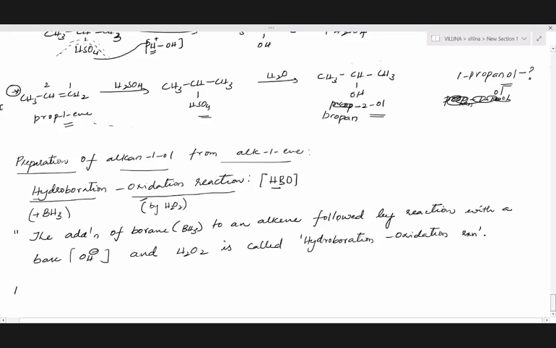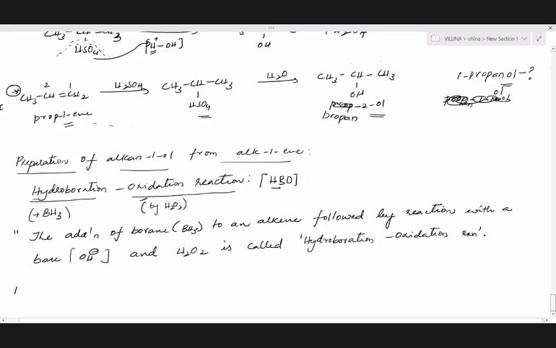and hydrogen peroxide, because the oxidation step of the reaction will be done by hydrogen peroxide, H2O2, is called hydroboration oxidation reaction. No need to write the entire name, you just write HBO, hydroboration oxidation reaction.